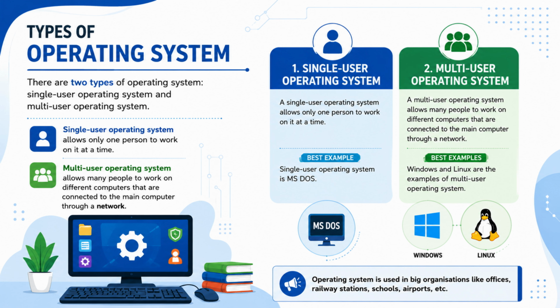So over here you can see the difference also that has been given with the example. Single user operating system allows only one person to work on it. The best example for this is MS-DOS. That is Microsoft Disk Operating System. Next is multi-user operating system, which allows many people to work on different computers that are connected to the main computer through a network. For this, the example is Linux or Windows.